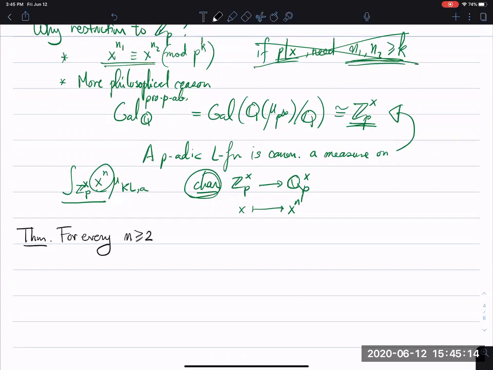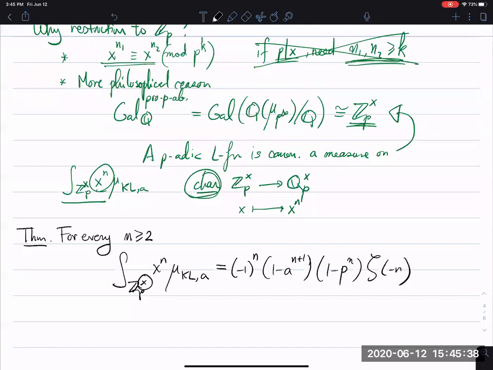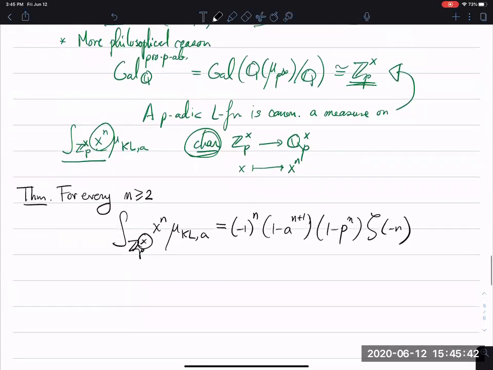For every n greater than or equal to 2, if I integrate x to the n of mu_{A}, but on Z_p cross now, this is equal to minus n, and 1 minus, the usual two factors as before, and now I have 1 minus p to the n, of zeta of minus n here. So I have some extra factor here.